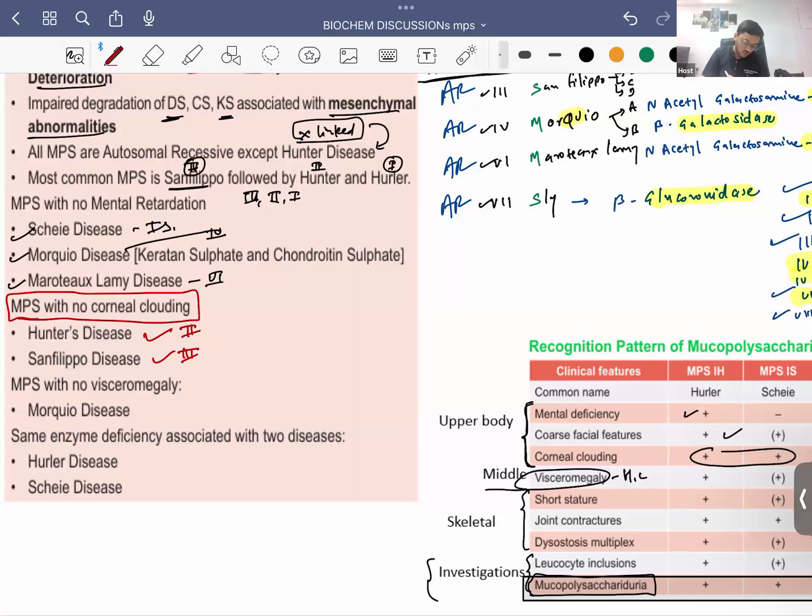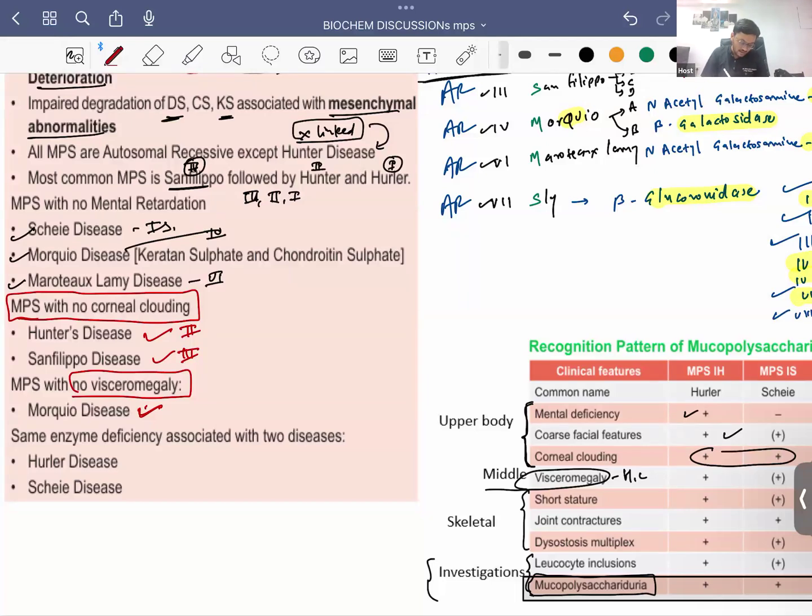A condition of mucopolysaccharidosis which does not have visceromegaly, as I told you, is the Morquio disease. It does not have visceromegaly. Visceromegaly means increase in the size of the organs, hepatomegaly, cardiomegaly, which is absent in the Morquio disease.